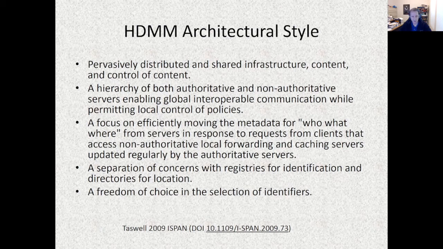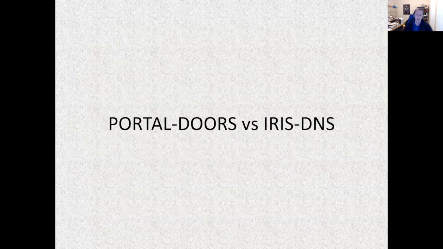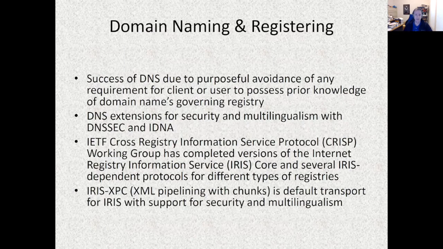This was written up by me back in 2009. It was the architectural style that I extracted from both Iris DNS and then what I did for Portal Doors. So let me review that analogy and that comparison.